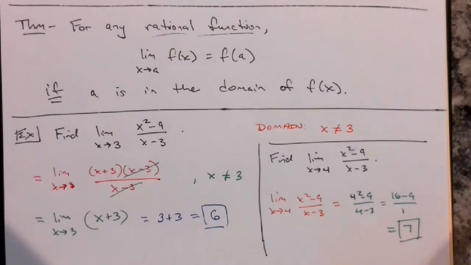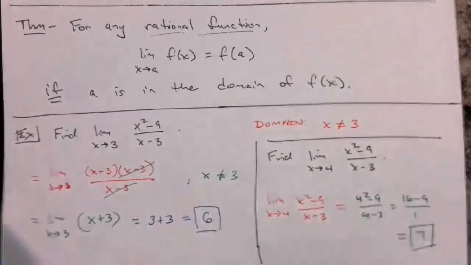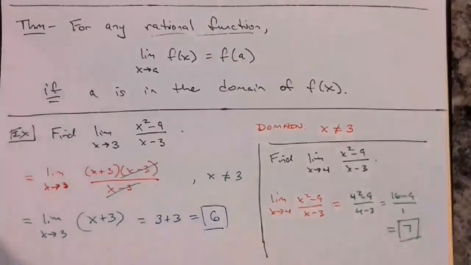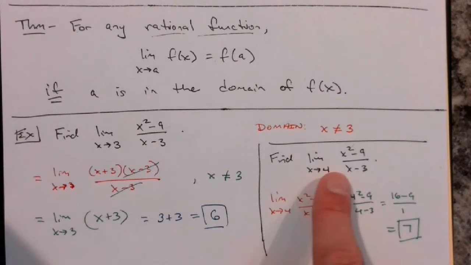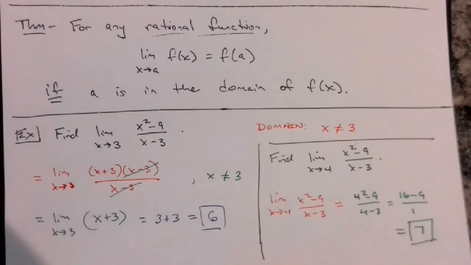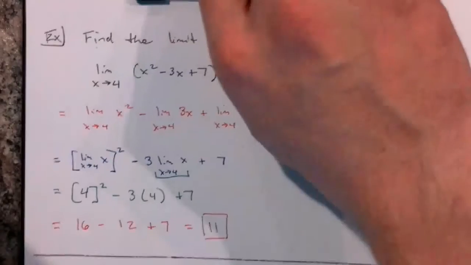So from here, you've got to make sure you understand why you do what in each case. In this case, 3 wasn't in our domain. We couldn't substitute it in immediately. In this case, 4 was in our domain, so we could substitute it in immediately. Let's take a look at this here.